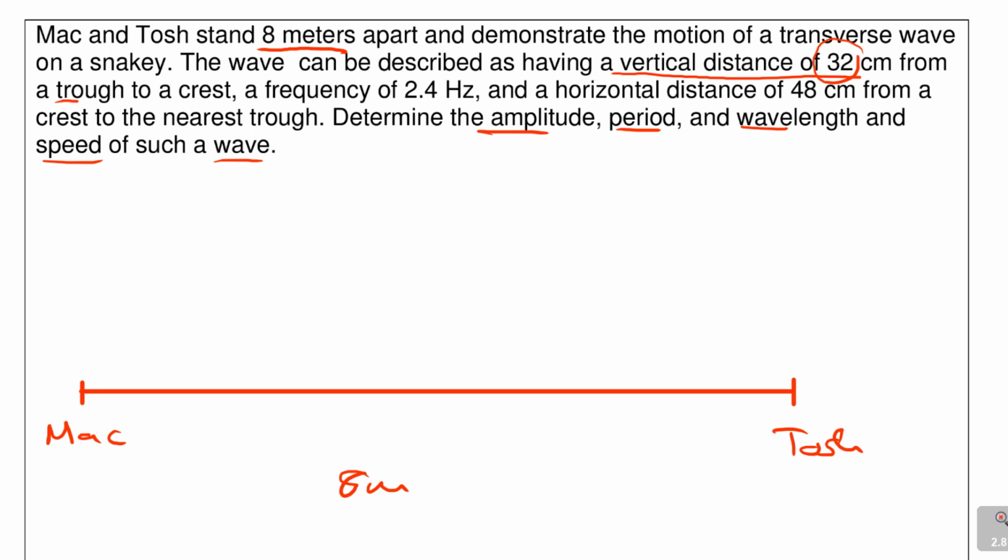Listen now, from a trough to crest. Let me read this properly. It's one sentence. The wave can be described as having a vertical distance of 32 centimeters from trough to crest, and the frequency, look there, frequency of what? The frequency is 2,4 hertz, and a horizontal distance of what? 48 centimeters from a crest to the nearest trough. Determine the amplitude, period, and so on.